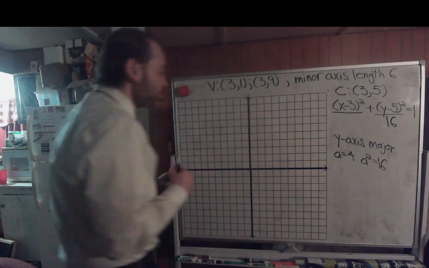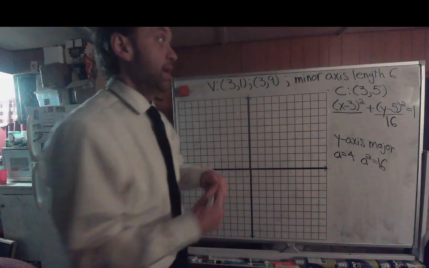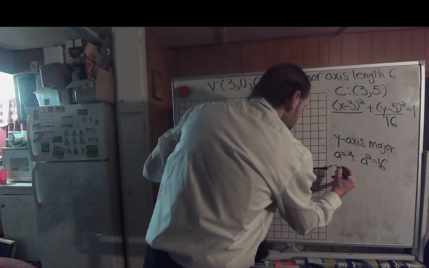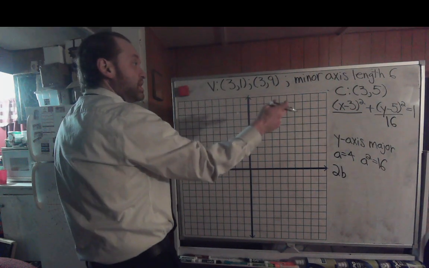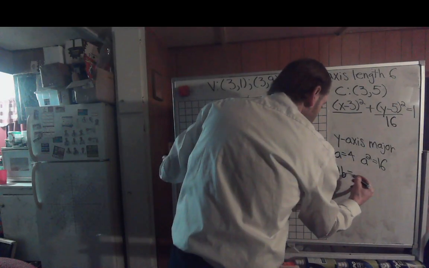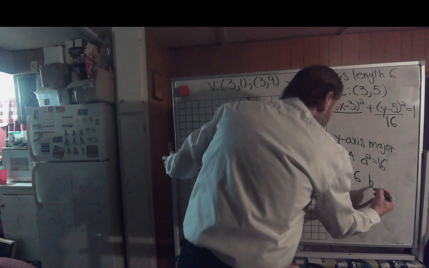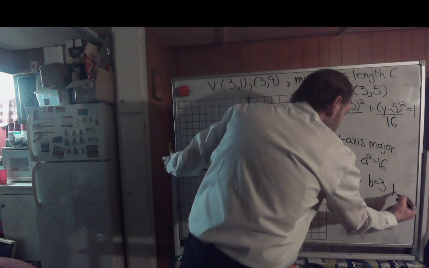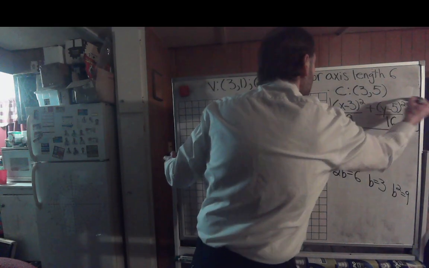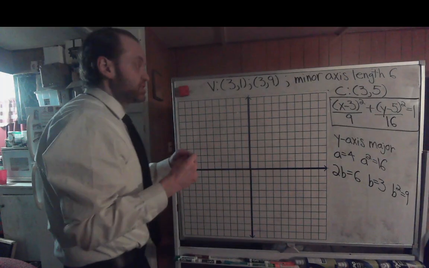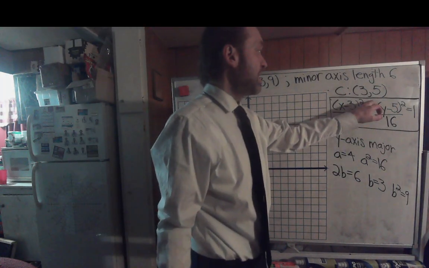Now, the minor axis has a length of 6. That means the whole minor axis. So that really means 2b. So from co-vertice to co-vertice, the whole length is 6. So 2b equals 6. That means b equals 3, so b squared equals 9. So that 9 will go below the x minus 3 squared. Should give us the equation then x minus 3 squared over 9 plus y minus 5 squared over 16 equals 1.